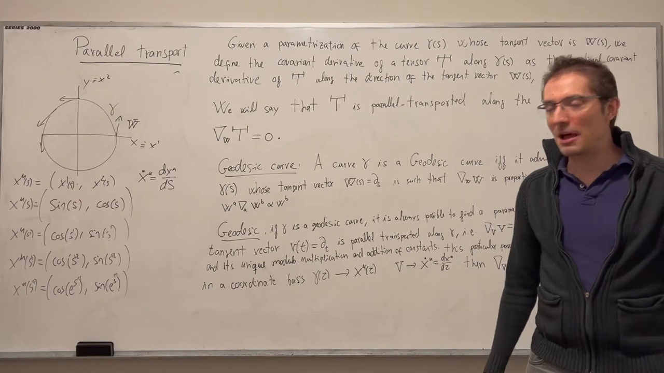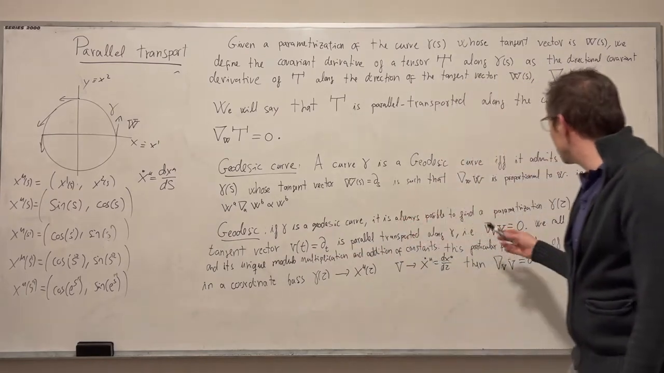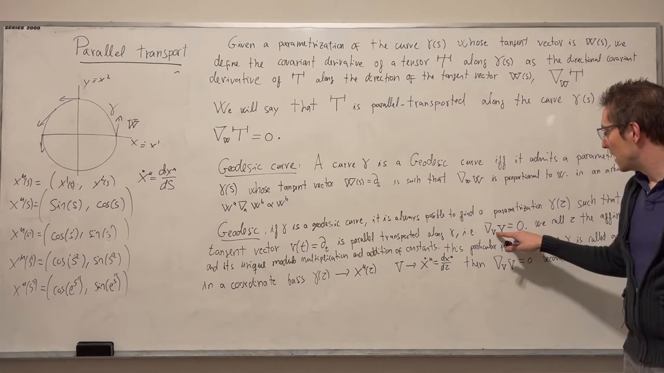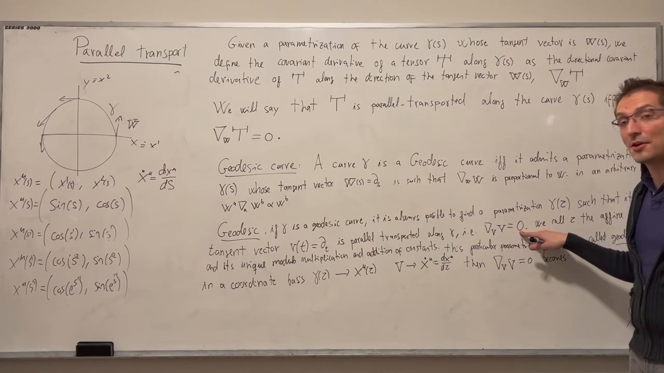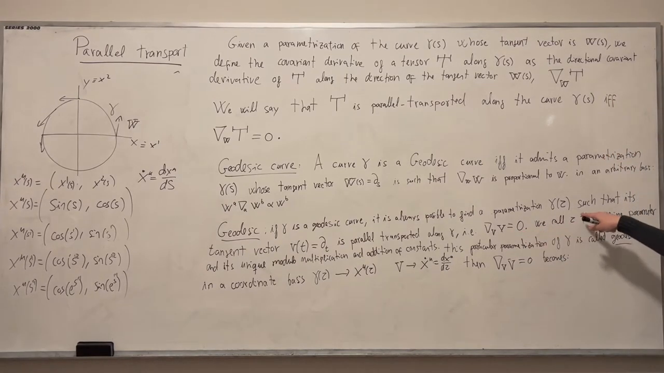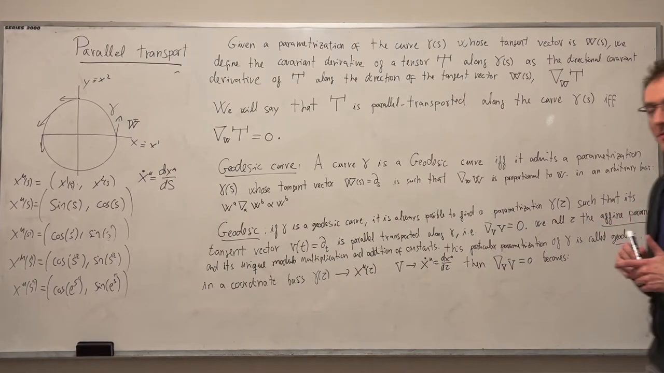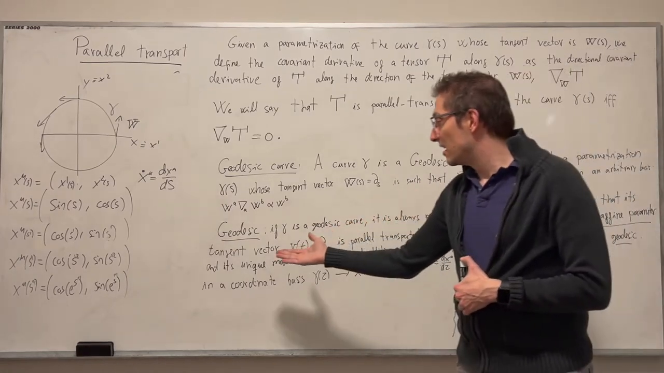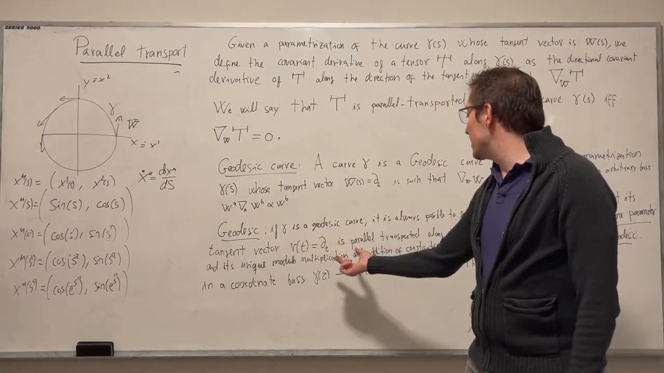I can find a parameter for which the directional derivative of the velocity, if you want, of the tangent vector in the direction of the tangent vector is zero. We call this tau the affine parameter. This is important, the affine parameter of the geodesic curve, right? And it's unique. Well, it's unique modulo multiplication and addition of constants.